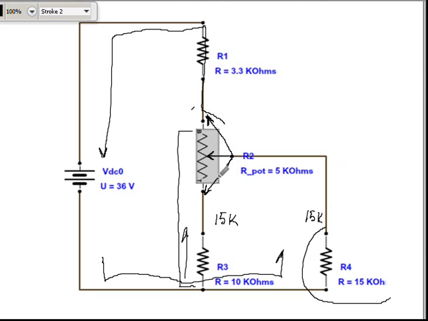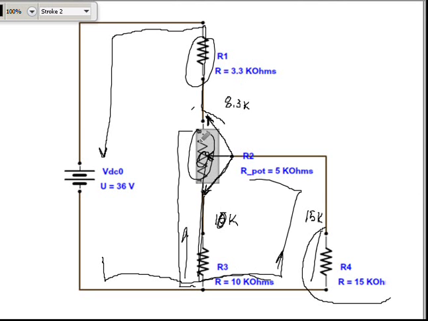With it set at the bottom, this branch is 10K in series with now an 8.3K, because this resistor and this resistor are completely in series, and your parallel just consists of these two. With it centered, half of R2 is in your parallel network, and the other half of R2 is in series with R1.